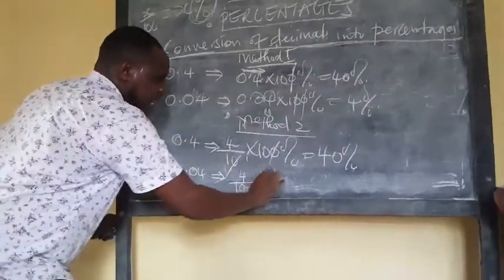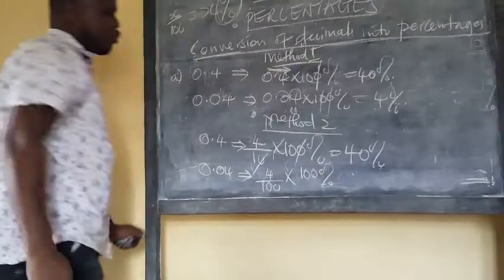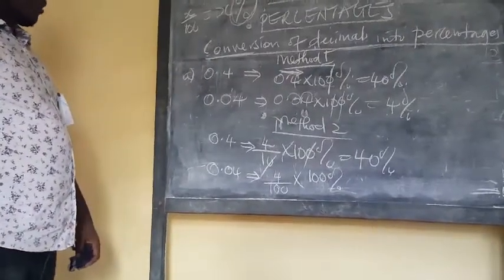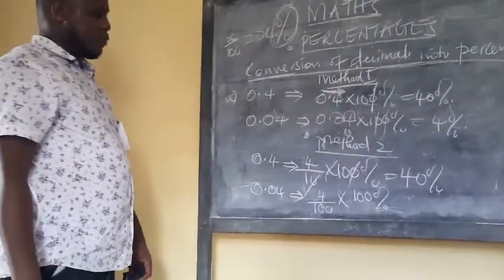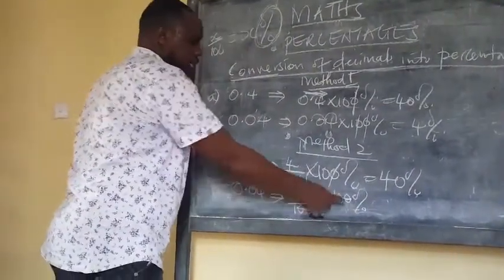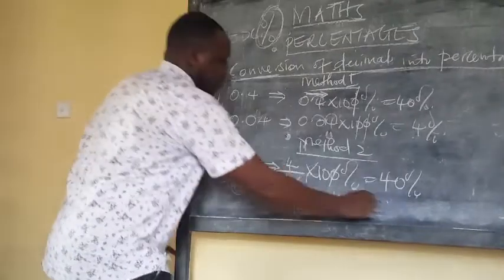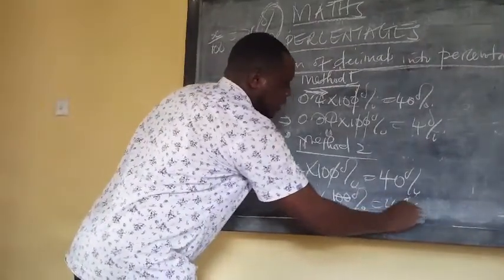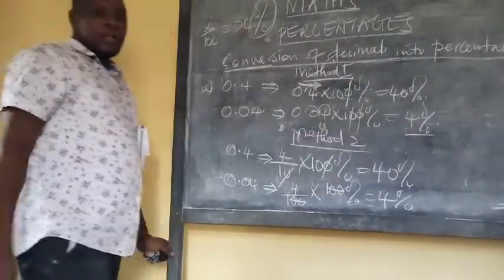Multiply that by 100%. For you to convert that into a percentage, you just multiply with 100%. So these 2 zeros are going to cancel the zeros. So this 100 will go, then you remain with 4 and then percent. 4%. That is exactly what we got here.